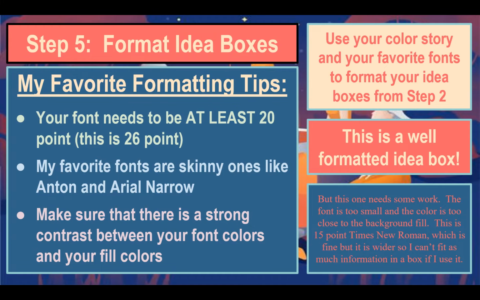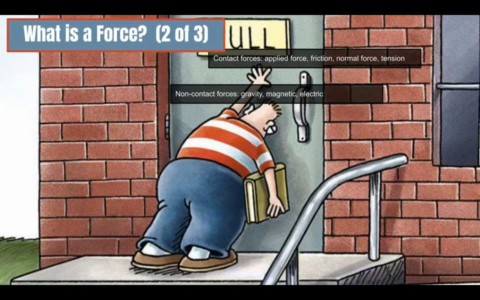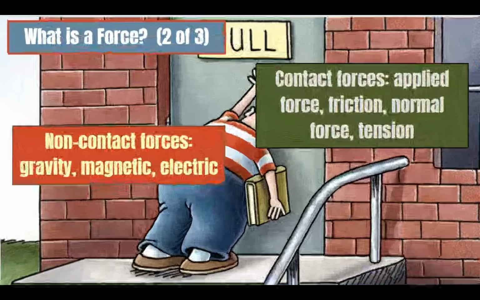So I used a dark color and sort of a mid-range font color, but if you're 10 feet away from the front, or 10 feet away from the presentation, you're not going to be able to actually see this color. So that particular box needs some work. So here is where I stopped with step 4. I have my idea boxes, and now I'm going to format them.